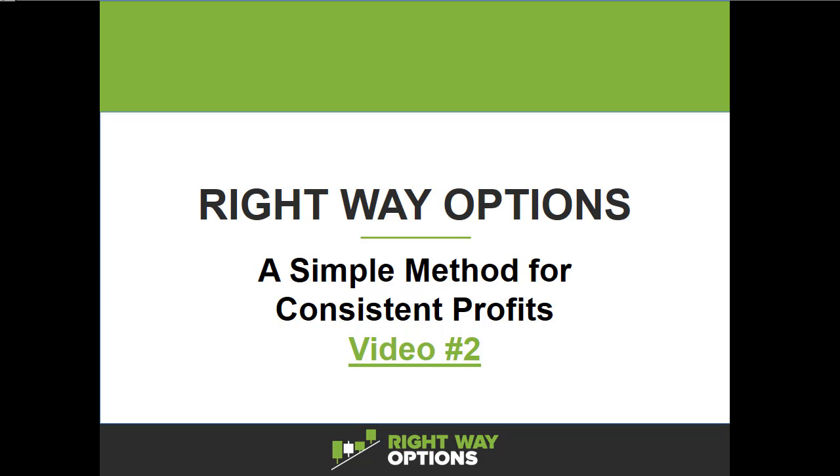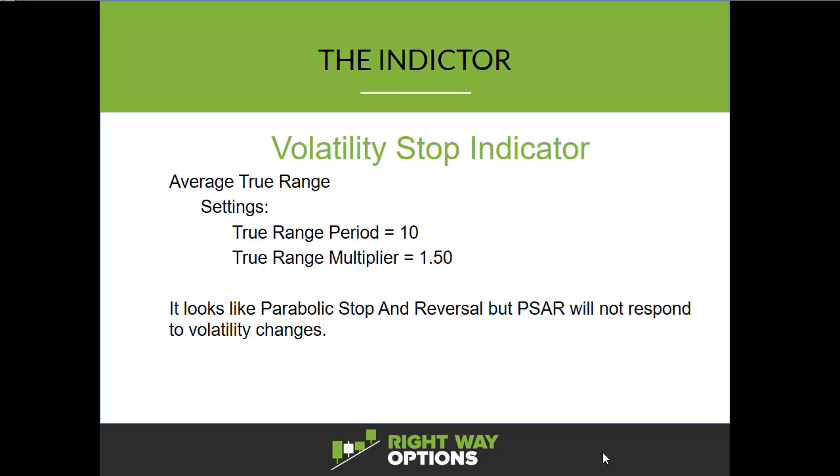Now, let's take a look here at this indicator. On my platform, it's called the volatility stop indicator. The volatility stop indicator is something you just search for and apply to your charts. And here are my settings. It's actually an average true range indicator. I have the true range period set to 10 periods, and the true range multiplier of 1.5.